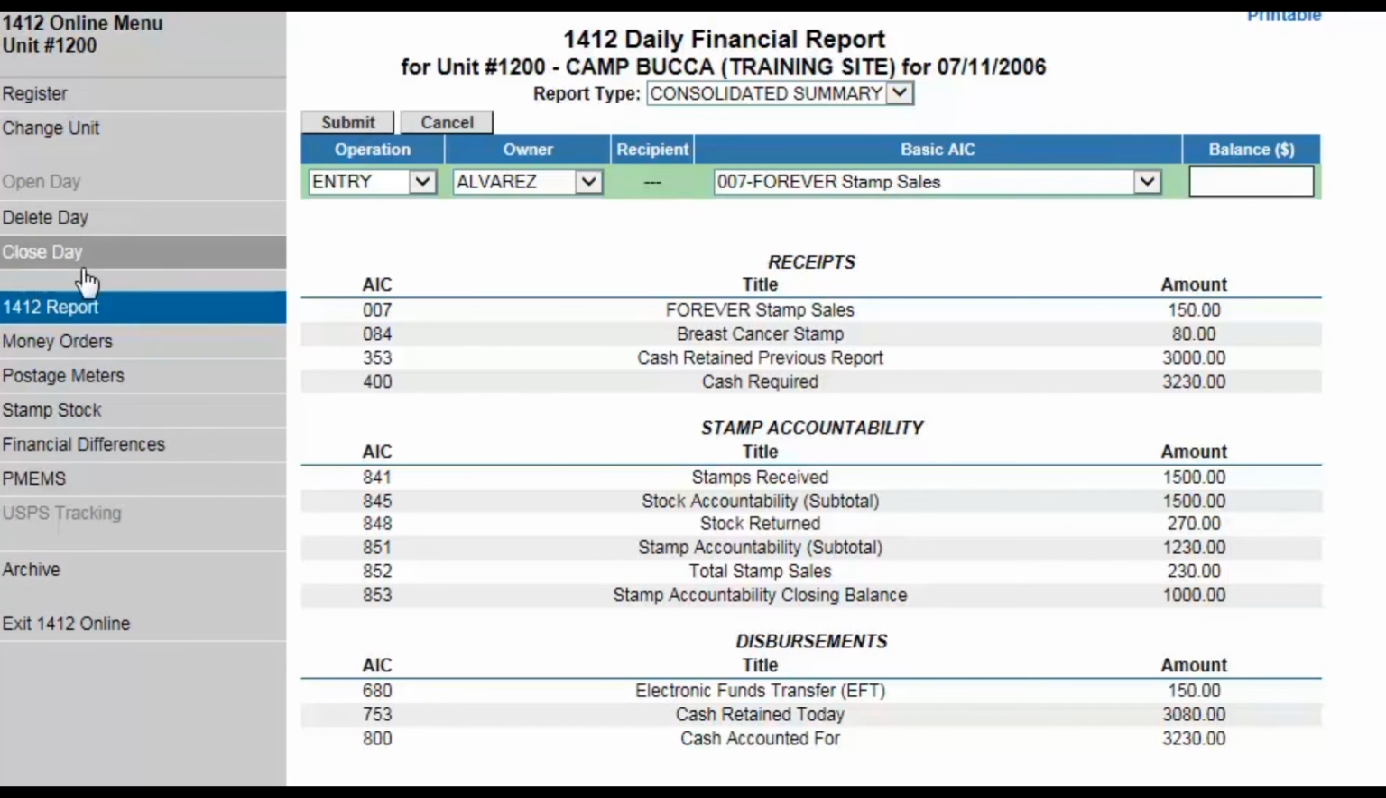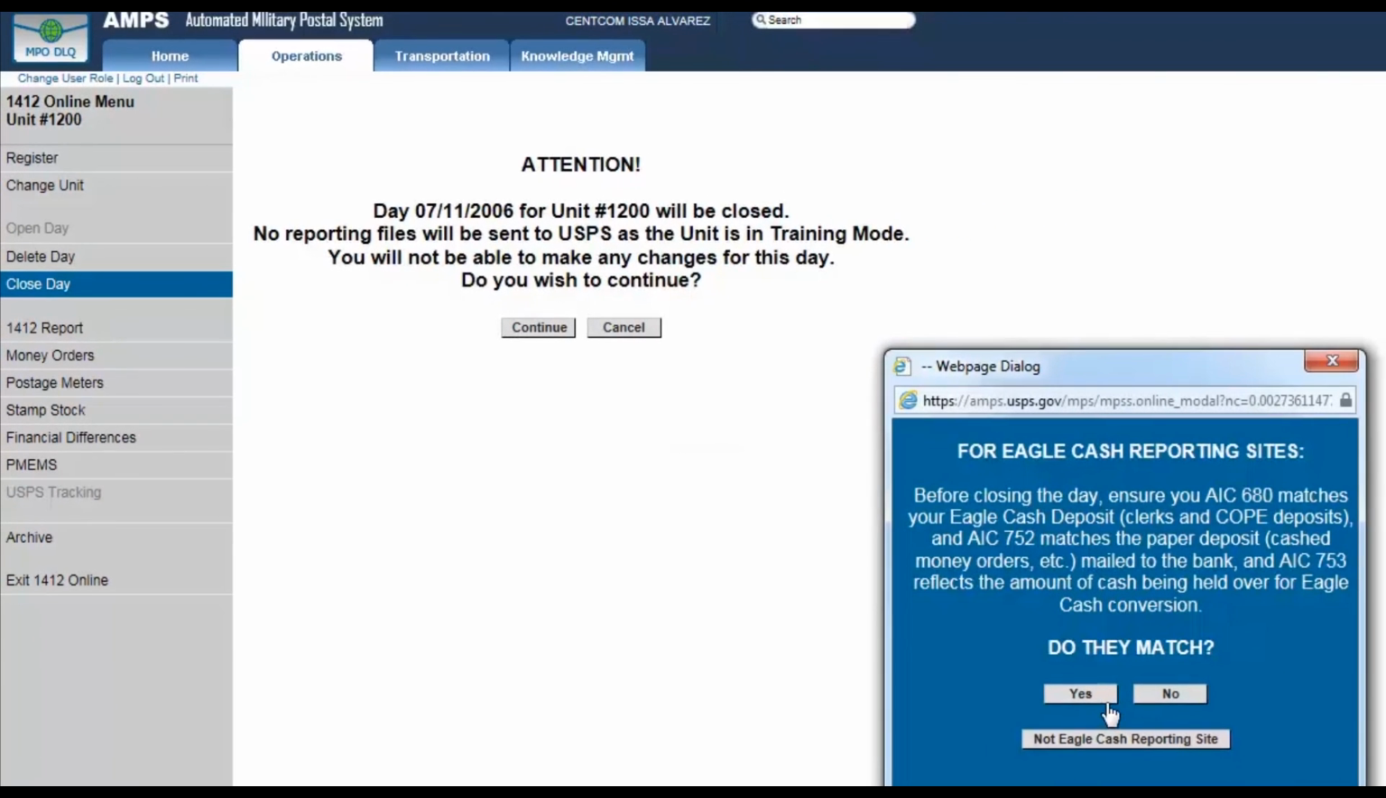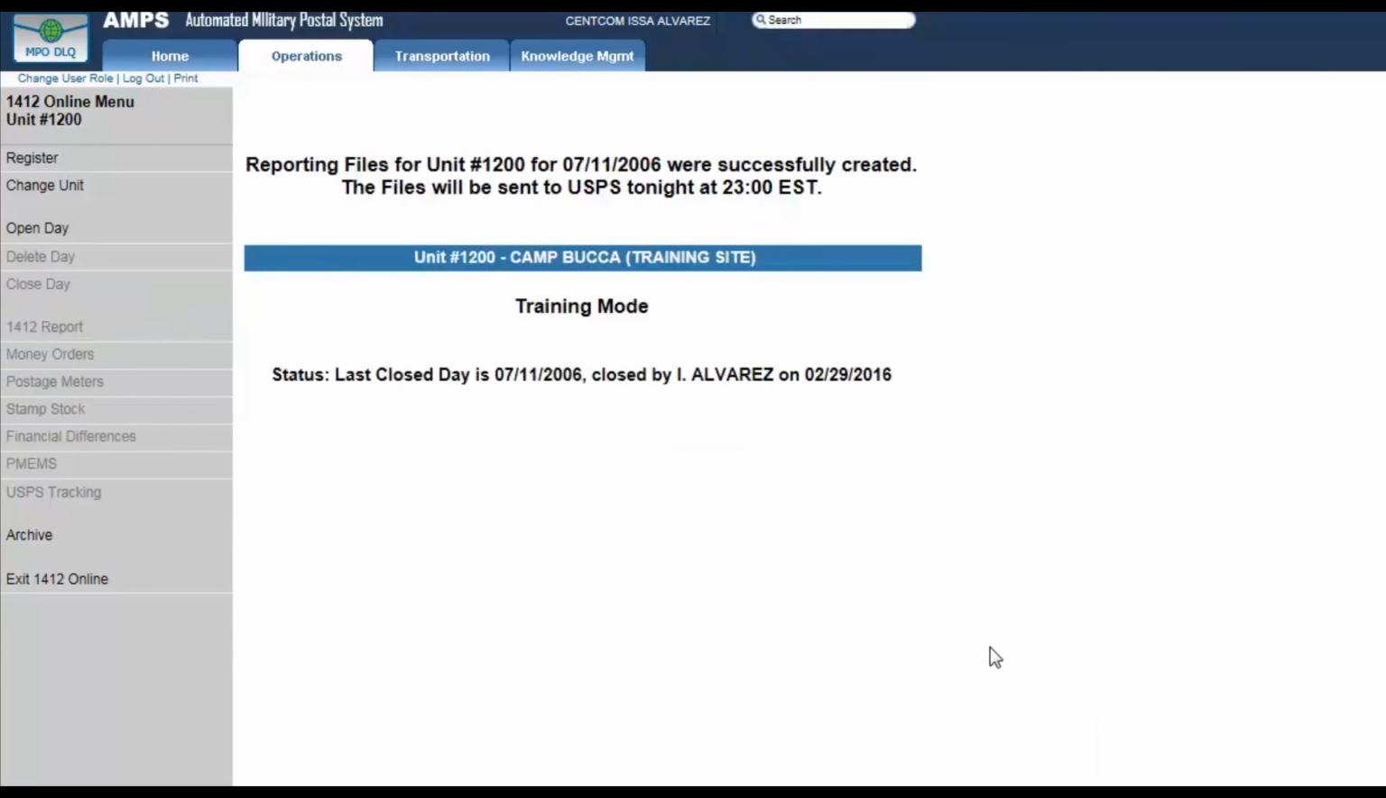Once you're done, you will hit close your day, continue, yes, and this concludes this portion of the instructions.